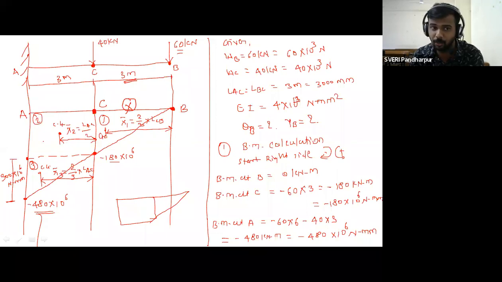That is, this is section 2 and this is section 3. So while calculating slope and deflection, I will consider the effect of 2 and 3 in the slope calculation, and I will consider the effect of 2 and 3 in the deflection calculation.